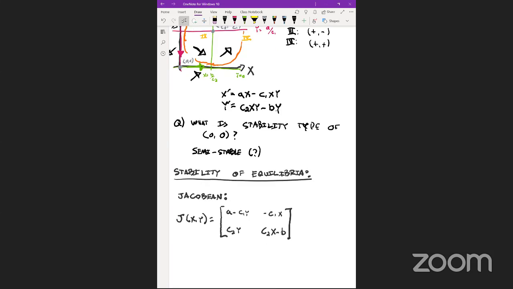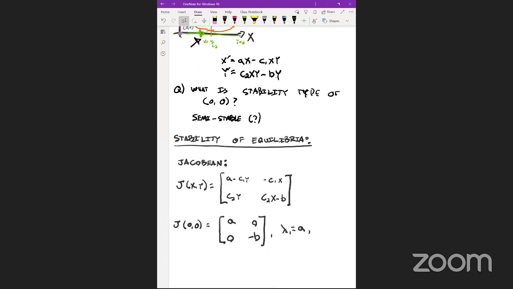So let's evaluate at the origin, at the equilibrium at the origin. I shouldn't say trivial because it's not trivial. What are we going to get? I get a, 0, 0, minus b. So lambda 1 is equal to a, and lambda 2 is equal to minus b. It's semi-stable.